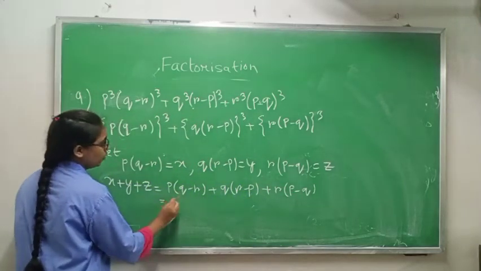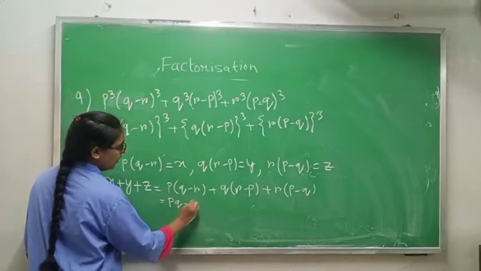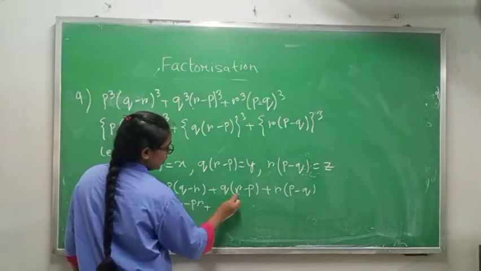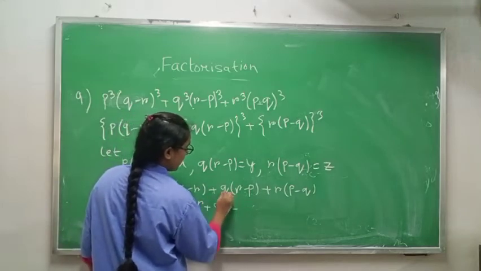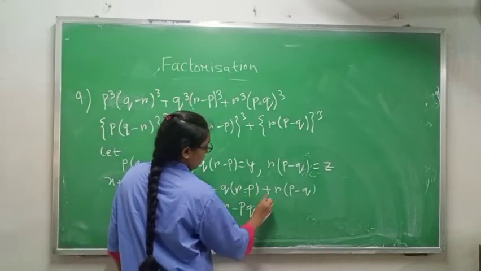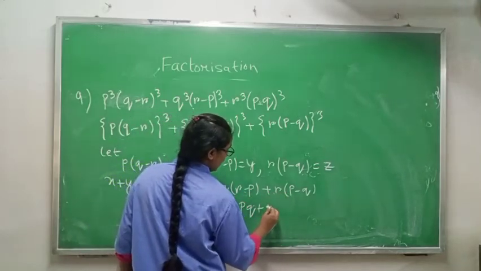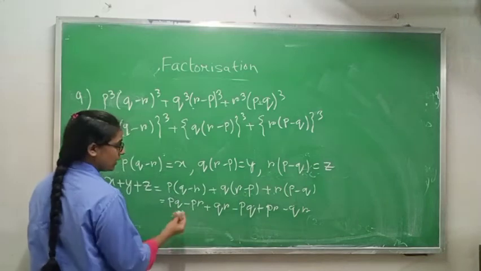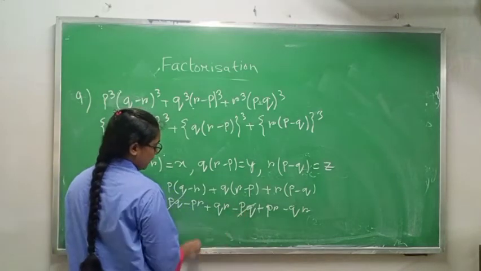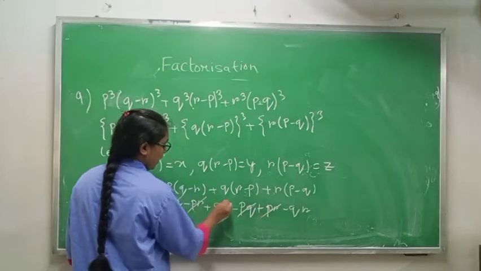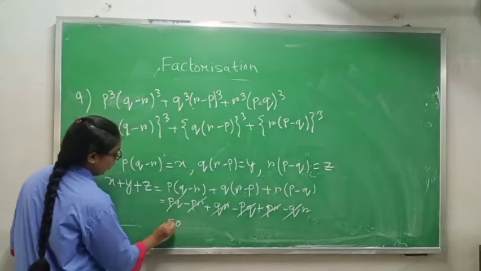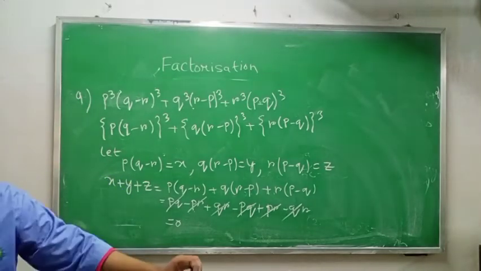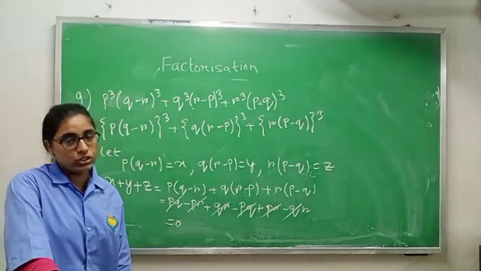Now first multiply p into q, pq, p into r, pr, plus minus minus, plus q into r, qr, plus minus minus, p into q, pq, plus r into p, pr, plus minus qr. Now you can see which portion will cancel. Plus pq minus pq cancel, minus pr plus pr cancel, plus qr minus qr cancel. You are getting 0. I told you if you get x plus y plus z equals to 0, it means that x cube plus y cube plus z cube equals to 3xyz.